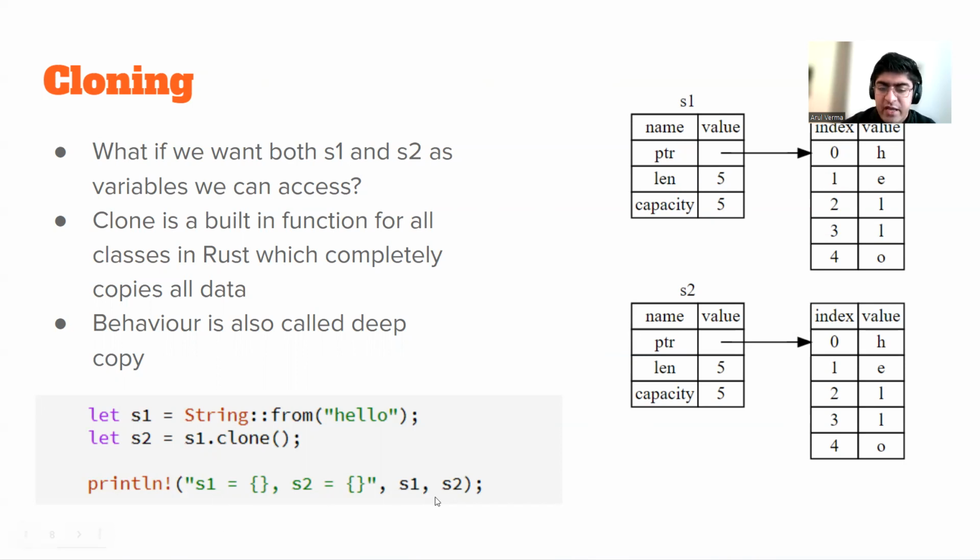So if we were to do S1 and S2, we'd both get separate hellos. And this is where this type of thing in memory happens, where we have S1 existing on its own and S2 existing on its own, and this is what would be the end result of a clone call.